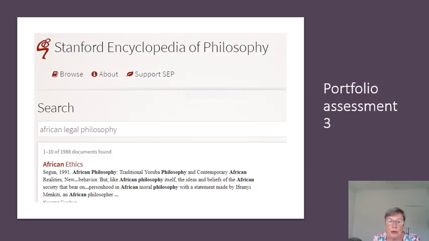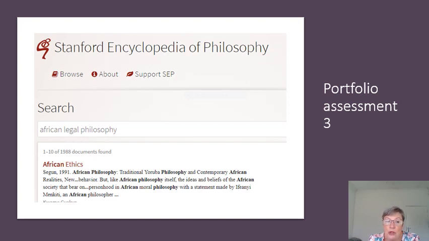Portfolio assessment 3 is a very specific assessment, and that is that it tells you that if you go to the Stanford Encyclopedia of Philosophy, which a lot of you have used in your assignment 1, and it's not a great source, by the way. No encyclopedia ever is, which is why we don't like Wikipedia.